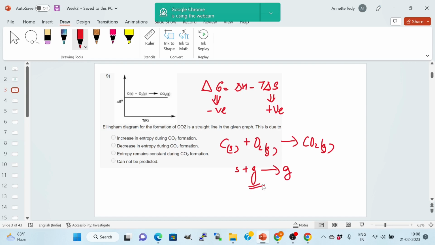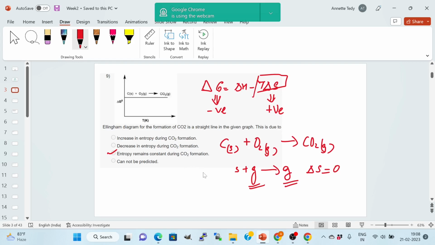Because in the reactant there is a gas, and in the product also there is a gas. So there is no change in delta S from reactant to product. So definitely the entropy remains constant during carbon dioxide formation. That's why we have this T delta S component here. Since we are plotting against T, and delta S is constant here, we will have a constant slope. That's why we have a straight line in this graph. The entropy remains constant during carbon dioxide formation.